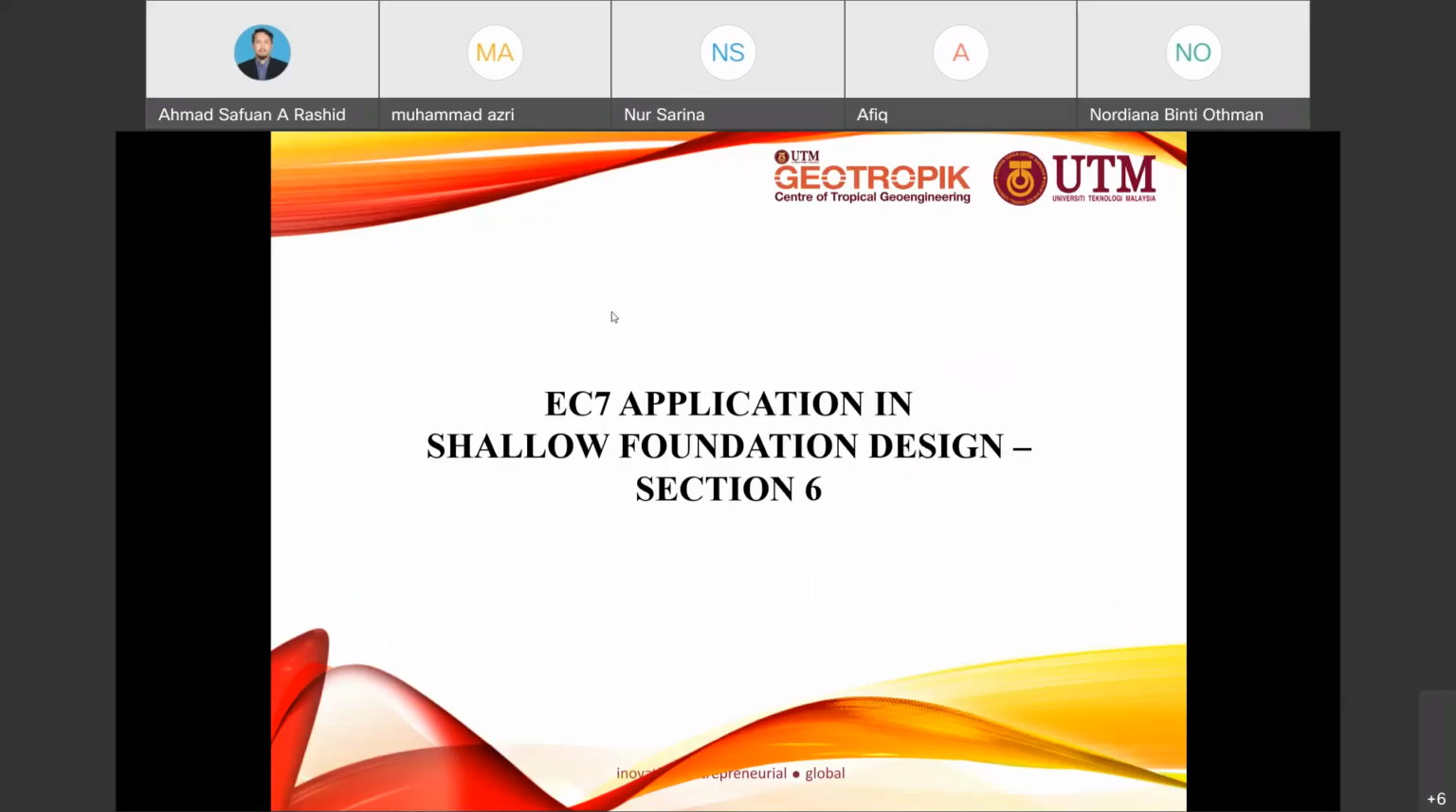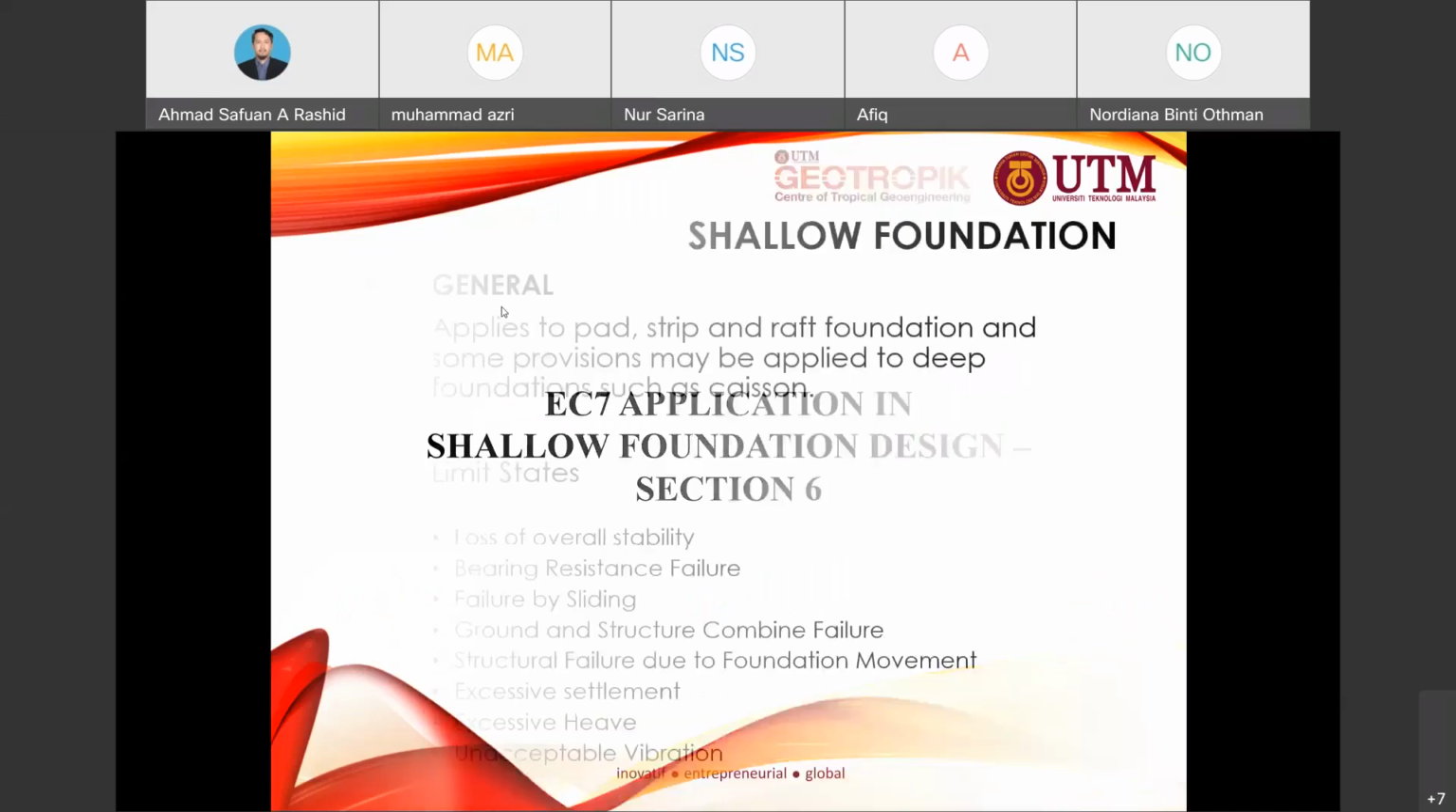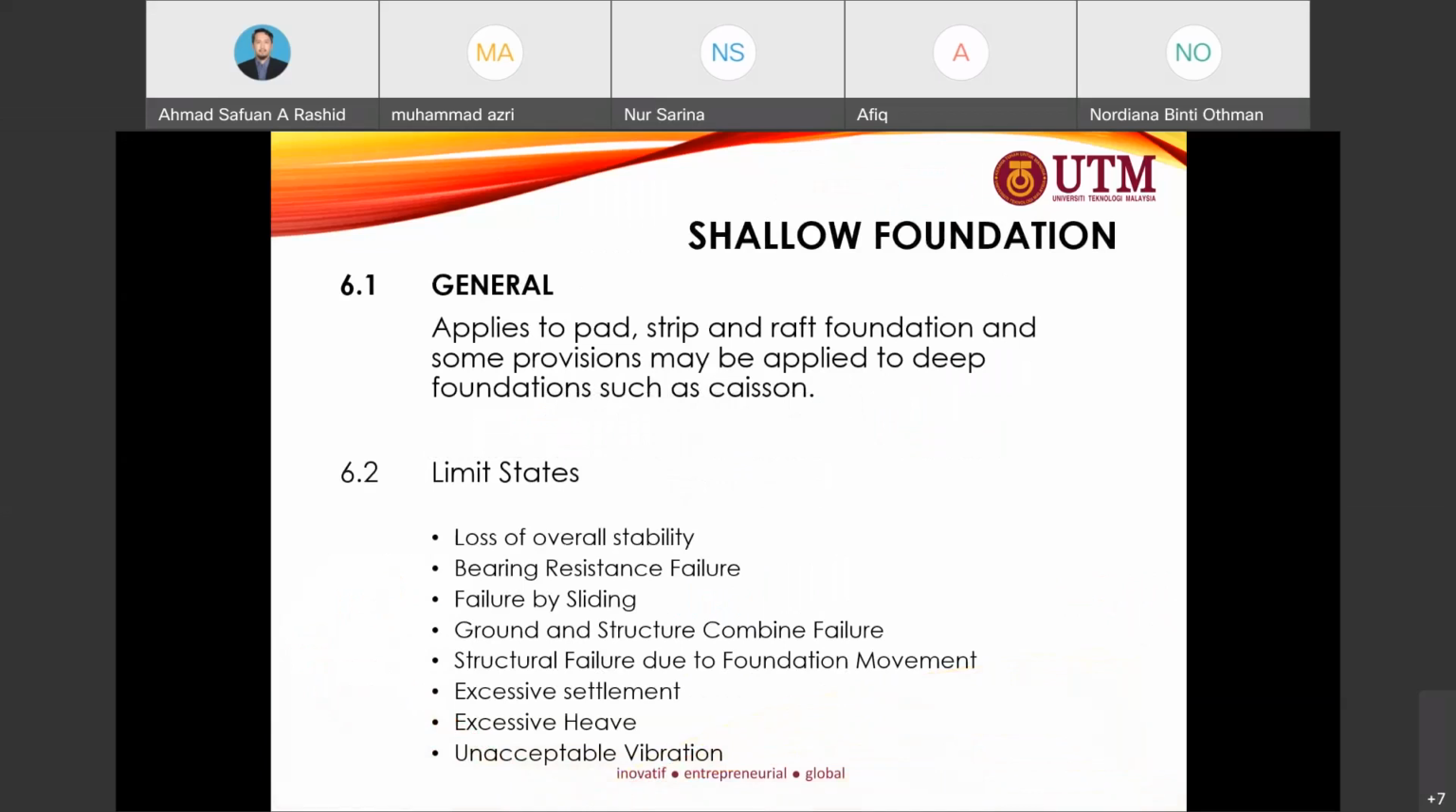Okay. So we discussed the shallow foundation using EC7. The discussion on shallow foundations in EC7 has been addressed in section 6. In general, shallow foundations can consist of pad, strip, and raft foundations. So there is a common type of shallow foundation, and some provisions may be applied to deep foundations such as caissons.